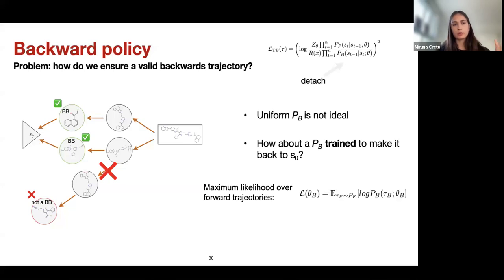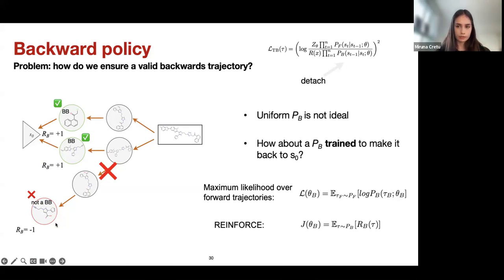One can realize that you have such training data for the backward policy from the forward policy. So we have annotations of how a building block can grow into a larger molecule, and we can use maximum likelihood to train over that data, or REINFORCE, where we teach the policy to make it back to S0 by giving a positive reward for ending up in a building block and a negative reward otherwise.